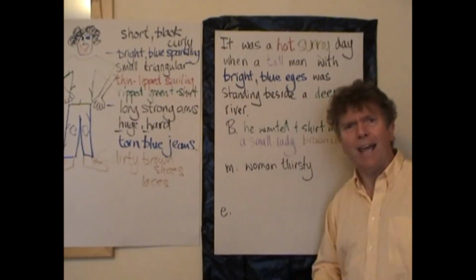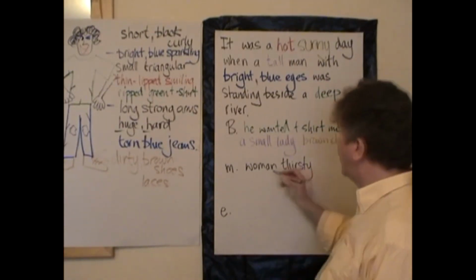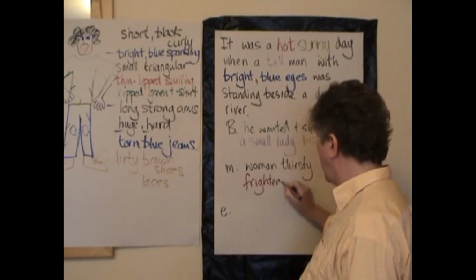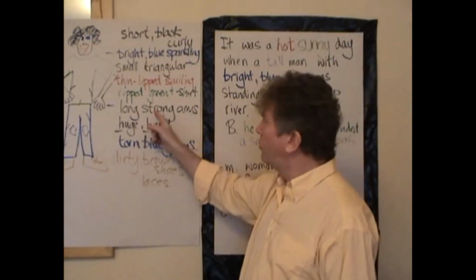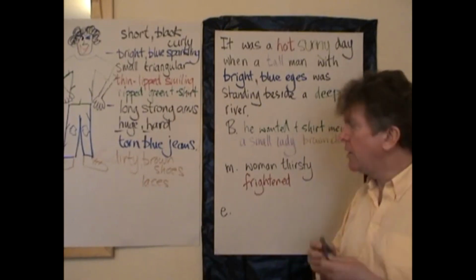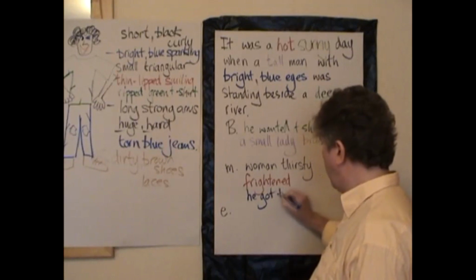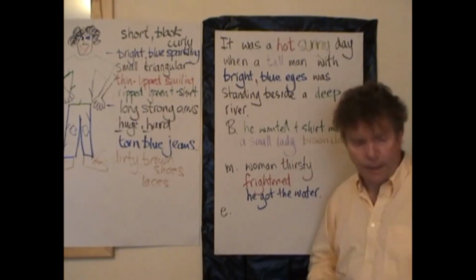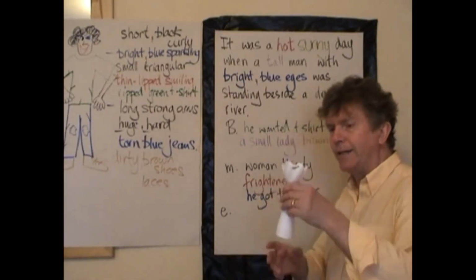What did the woman feel like? How did she feel? She felt frightened. She was frightened because she didn't want to fall in. So she was frightened. So what did this man, with his long, strong arms, what could he do for her? He got the water for her. The lady got her drink, and what happened at the end?